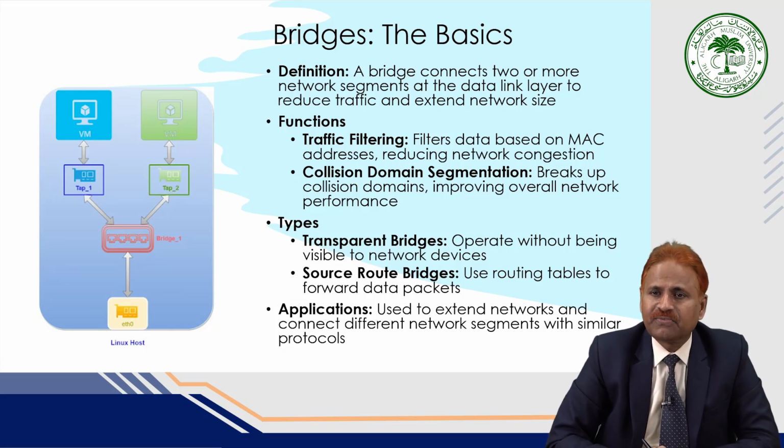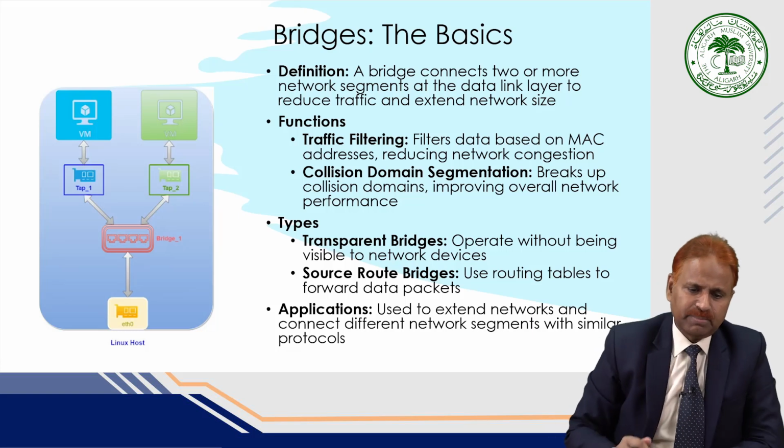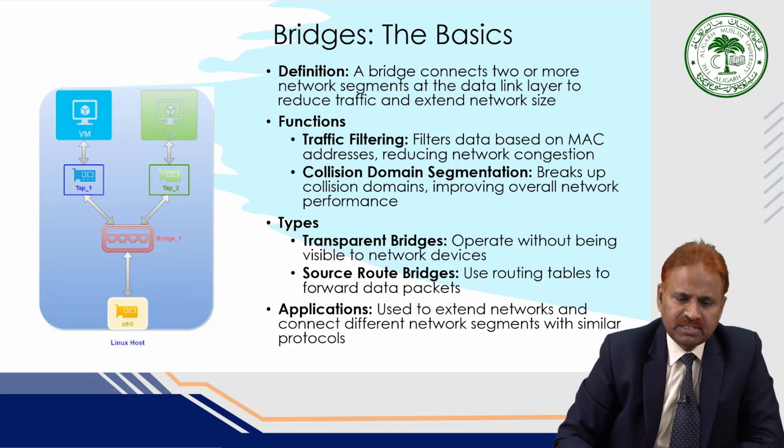Traffic filtering: it filters data based on MAC address, reducing network congestion. And collision domain segmentation: it breaks up the collision domain, improving overall network performance. What is meant by a collision domain?